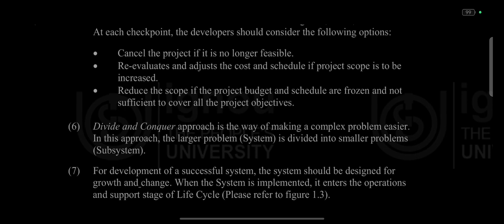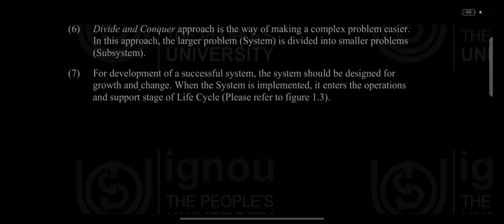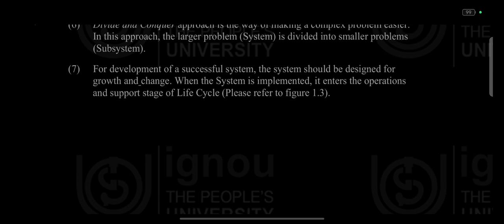Divide and conquer approach is the way of making a complex problem easier. In this approach, the large problem system is divided into smaller problem subsystems. For development of a successful system, the system should be designed for growth and change. While the system is implemented, it enters the operations and support stage of life cycle.